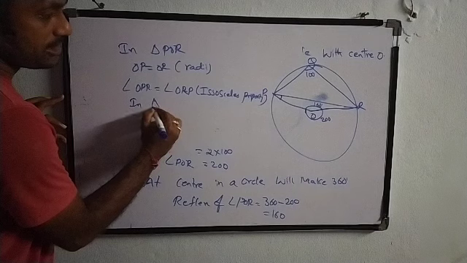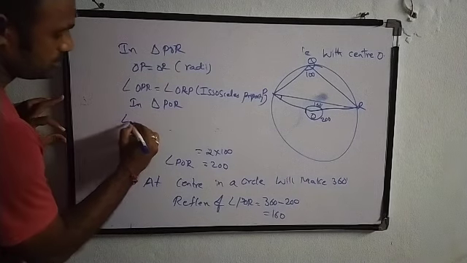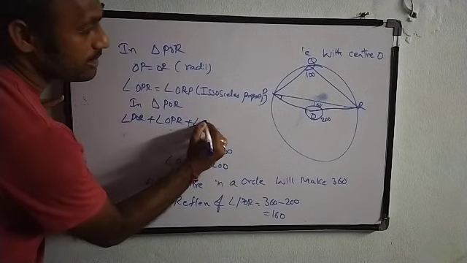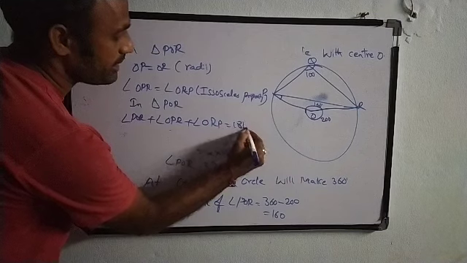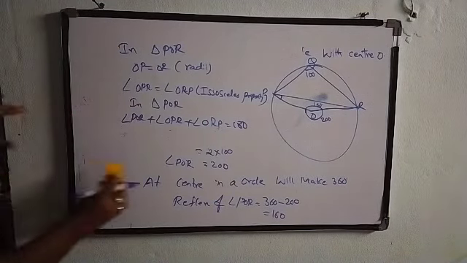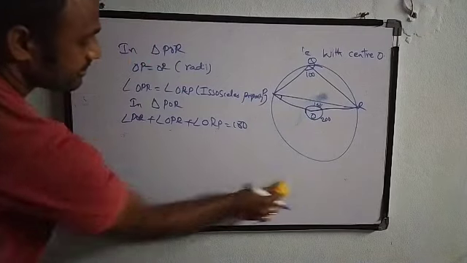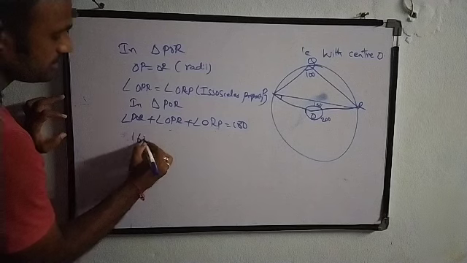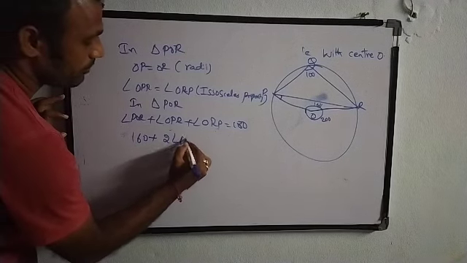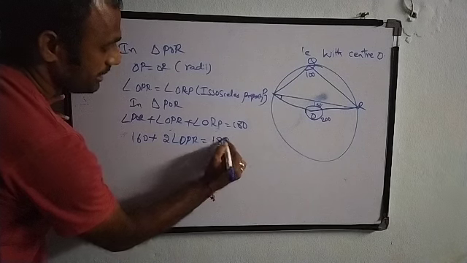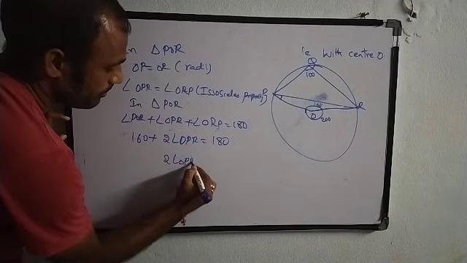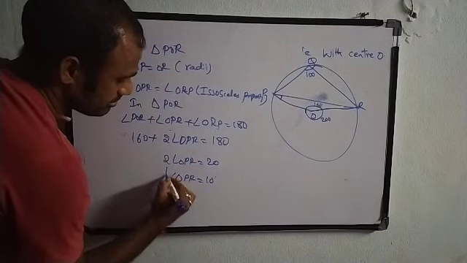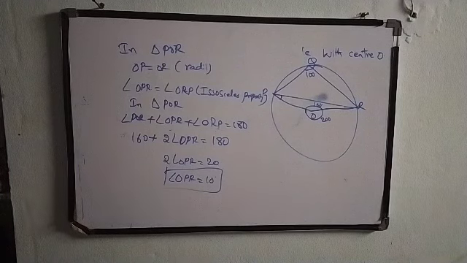In triangle POR, angle POR plus angle OPR plus angle ORP is equal to 180 degrees. These two we can make the same. So here 160 plus 2 times angle OPR is equal to 180. So 2 times angle OPR is equal to 20. Angle OPR is equal to 10. So this is the required answer.